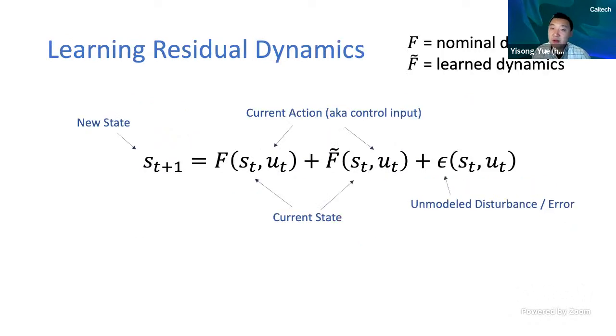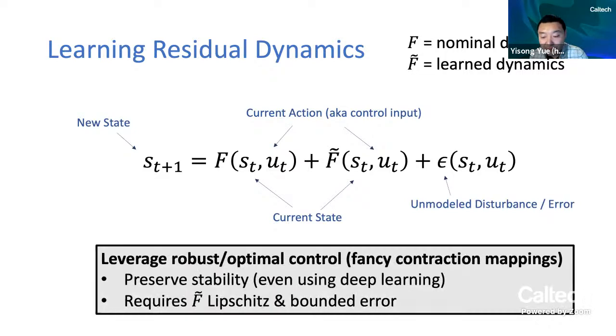So the idea here is we're going to think about how to learn residual dynamics. F tilde, you could think of as implemented using a neural net, and the normal F is given to you by the domain expert. And the hope is that if we learn this F tilde using, let's say, deep learning, then the residual error, the epsilon, is going to be much smaller than before. And so if we do this in the right way, then we can again leverage all the tools that we have in control theory, and we can perhaps even preserve our stability guarantees even if we use deep learning.